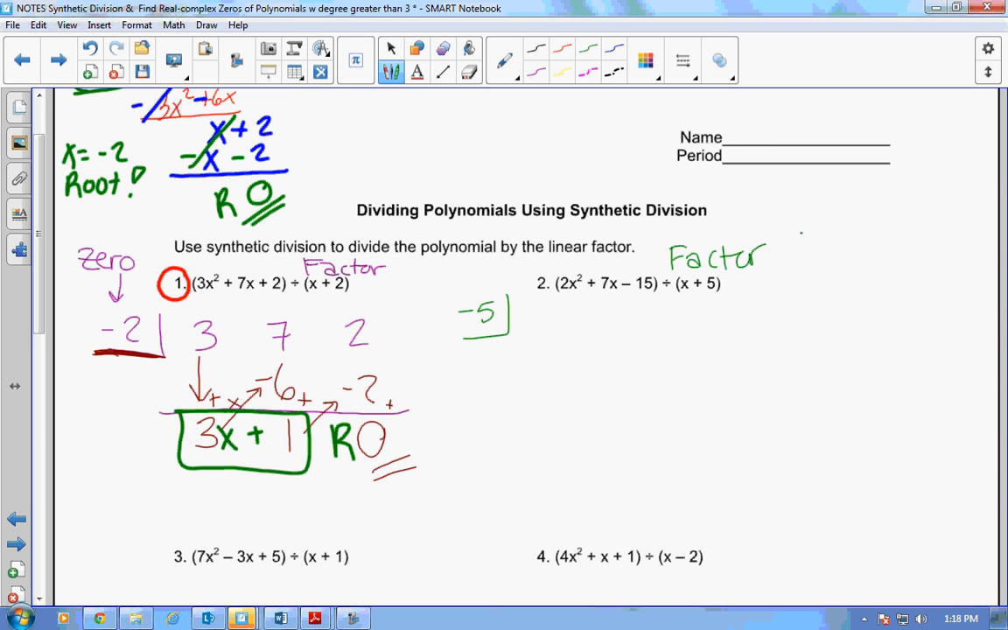Before I start writing down numbers, I want to make sure every place is represented. X squared, x to the 1st, the constant. Are there any gaps here? No. And they're in order. They have to be in order. There's a problem later on the bottom of the page where they're not in order, so you have to make sure they're in order. Okay, so I'm going to write my coefficients. 2, 7, and if I just write 15, what's wrong with that? It's negative 15. Leave a gap for our work.